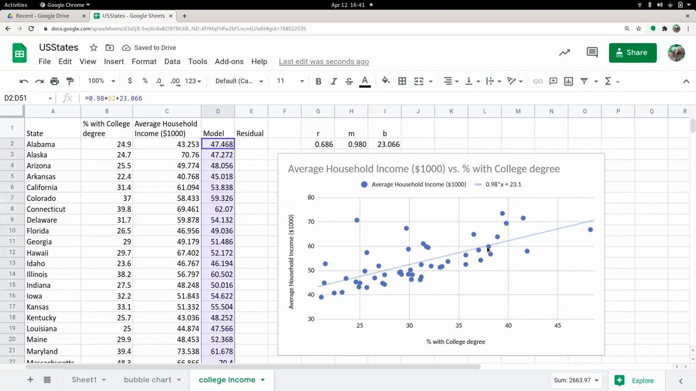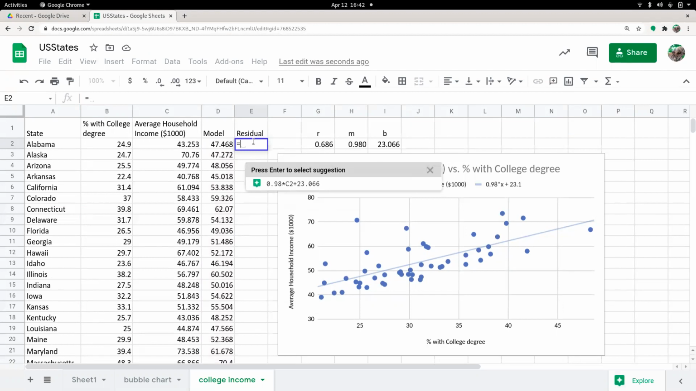So sometimes if a state was close to the line, the predicted value will be very close. And if the state was far away, then the predicted value will be farther away. Now, if a point is above the line, that means it should have a positive residual because it's above the line. So to make sure you get that right, when you do the calculation for residual, it's always the actual y value, that's my average household income from the data, minus the predicted, which is from the model.